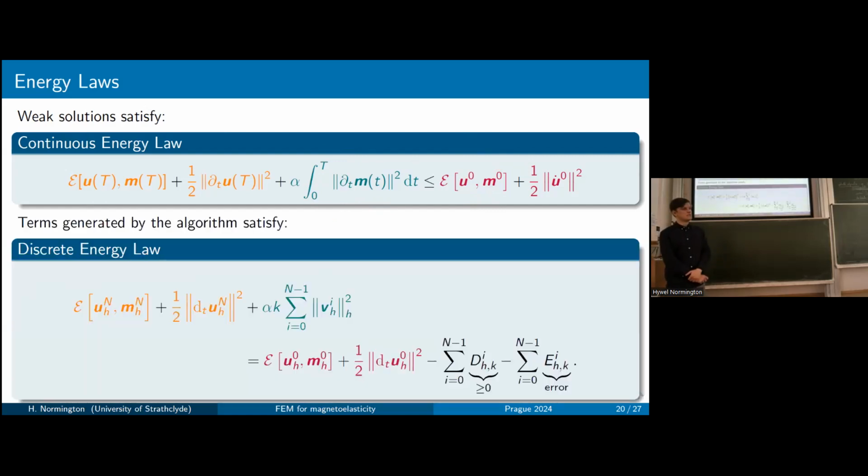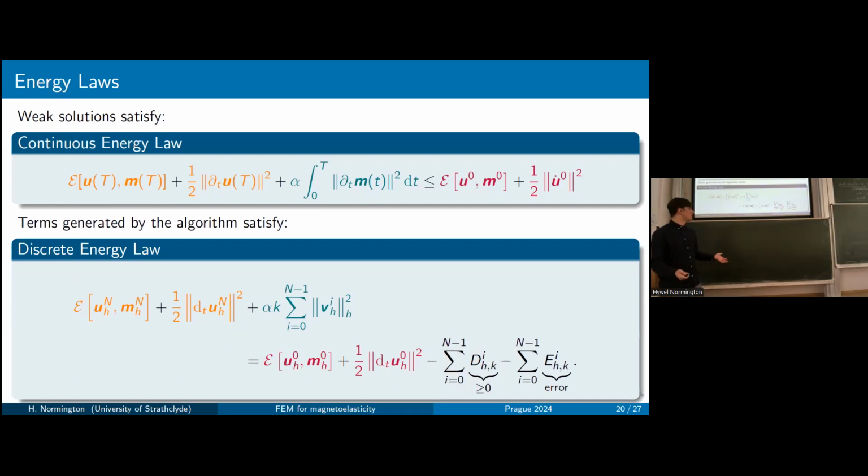The discrete energy law, which is trying to mimic the continuous one of the actual continuous system, is very similar. So we have the final time and the final time here. These are essentially the same term. The dissipation term is also essentially the same, just with a discrete sum. And again, the final term, it's all the same. The difference here is that we have an equality, which is a good thing. The bad thing is that we have this error term and also this strictly positive implicit error term. You can simply throw this term away and then you get an inequality.